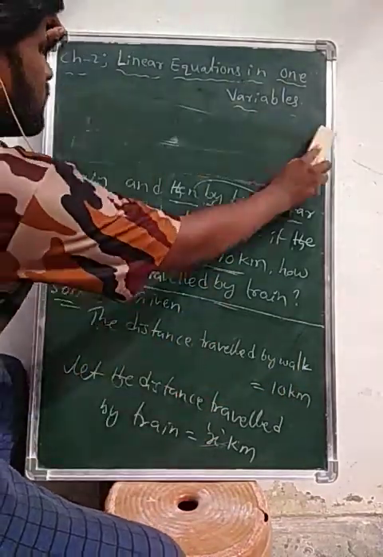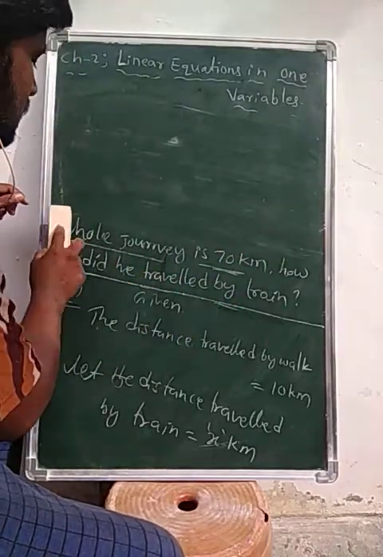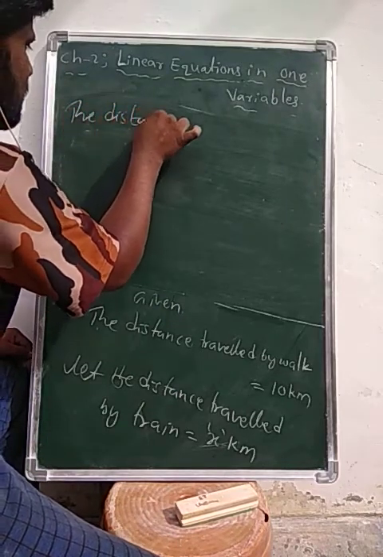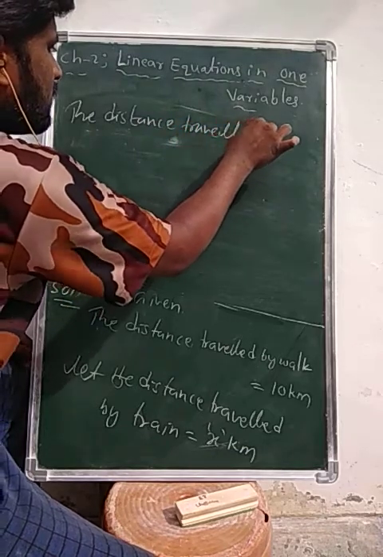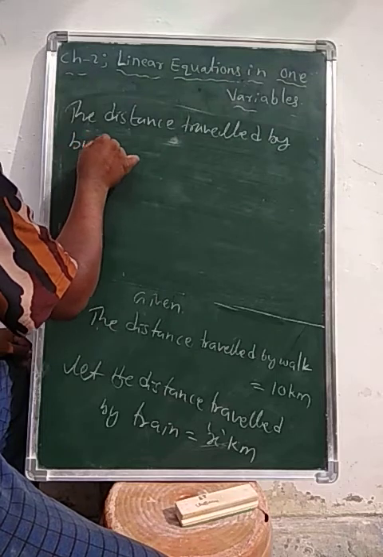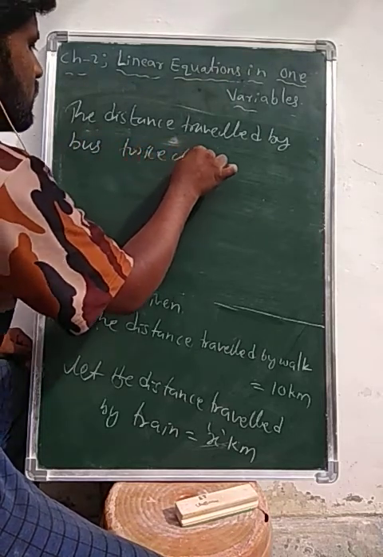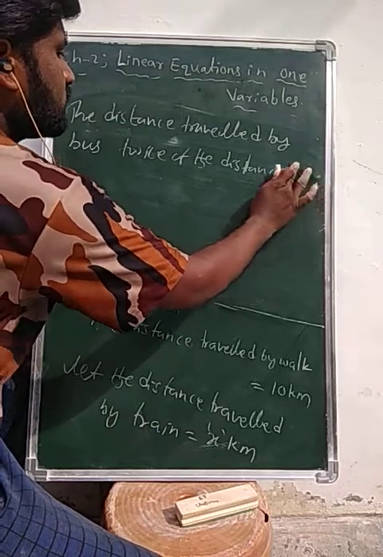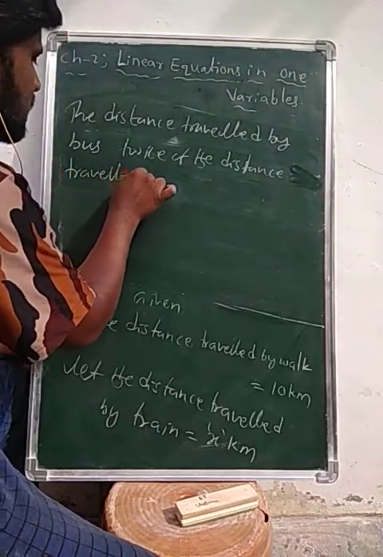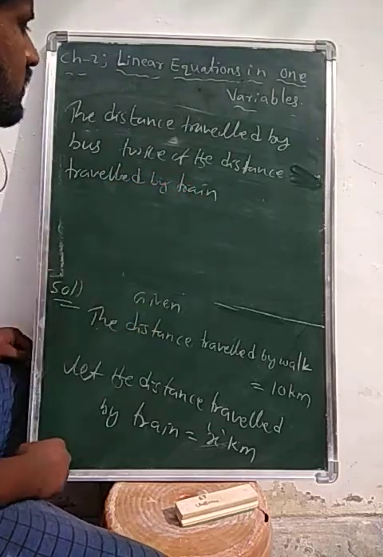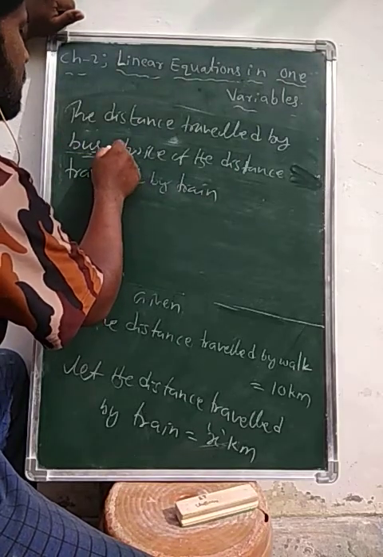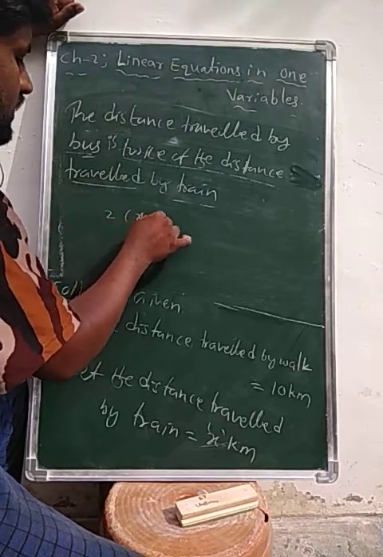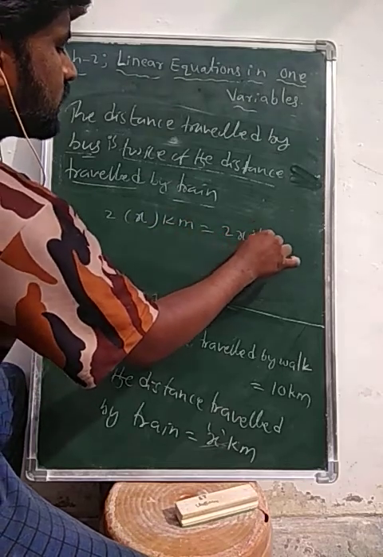So we can write the distance traveled by bus is twice the distance traveled by train, that is 2 of x kilometers, equal to 2x kilometers.